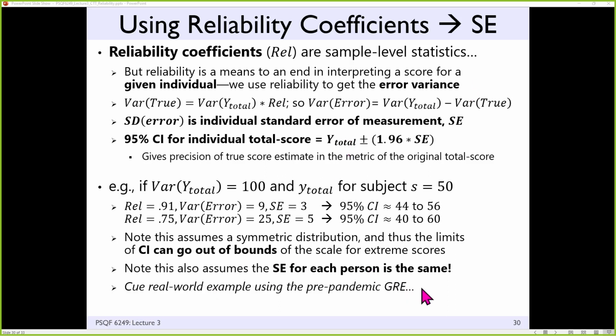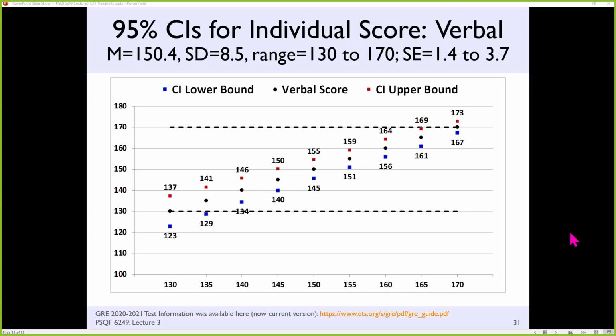So when might one do such a thing, like make a decision about an individual person based on a test score? All the time. So here is a plot that I made using publicly available data about the GRE. These data are from pre-pandemic 20 to 21. The link where I got the data is at the bottom of the slide here. It is now the current version of the year's results, so 21 to 22, but I kept this because it was pre-pandemic and there's less problems in terms of who got to take it and whatnot.